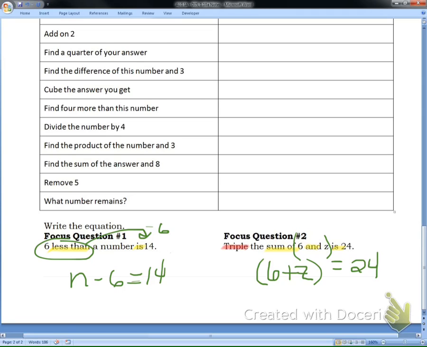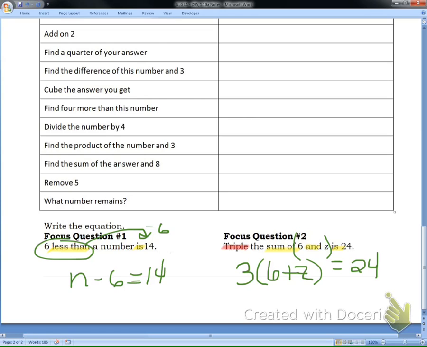So sum of, these parentheses, and then we have that triple. Triple the sum of 6 and z. Well, the word triple came before everything else, so that's the same thing with our multiplication. But how do we show multiplying something times something in parentheses? Well, in algebra, you just write it right beside it. And remember that triple means to multiply it by 3. So that's the equation you would write. 3 times the quantity of 6 plus z is equal to 24, or the triple the sum of 6 and z is 24. Now I know these are going to be challenging for you.